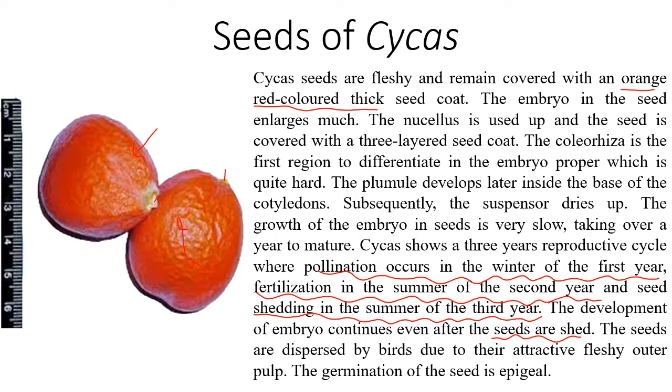The seeds are dispersed by birds due to their attractive fleshy outer pulp. The germination of the seed is epigeal. Epigeal means the seeds or these cotyledons are coming up along with the growing tip of the plant.